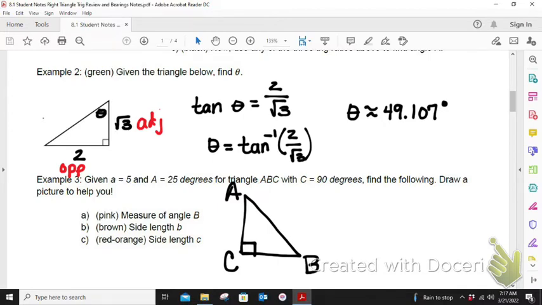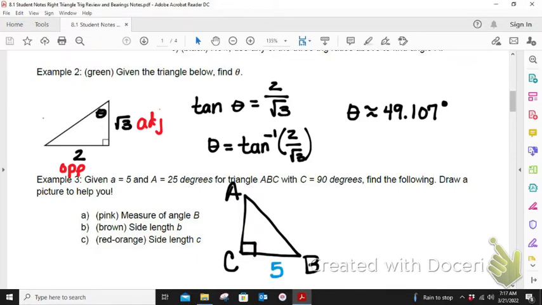Okay, so what else did they tell us? They told us that little a is 5. So where am I going to put that 5? Is that this side? Is that at the bottom? Or is that here? Where is little a going to fall? At the bottom, because little a is always opposite of big A. So put the 5 down here.